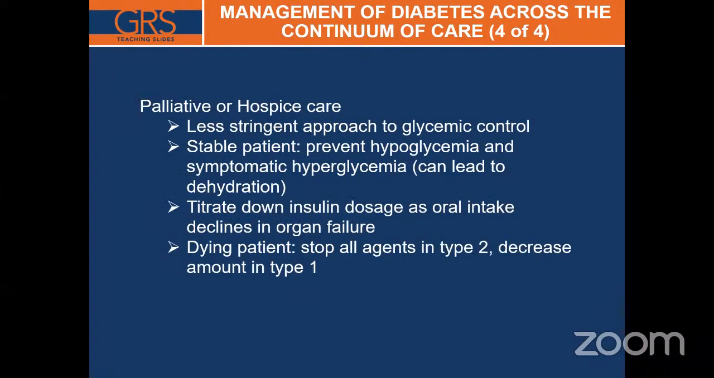In case of palliative or hospice care, we usually follow a less stringent approach to glycemic control. In stable patients, we prevent hypoglycemia and symptomatic hyperglycemia, because that can lead to dehydration in this patient population. We can titrate down the insulin dosage as oral intake declines or in organ failure in people who are in hospice care. In case of dying patients, we stop all the agents in type 2, and we also decrease the amount in type 1 diabetes.